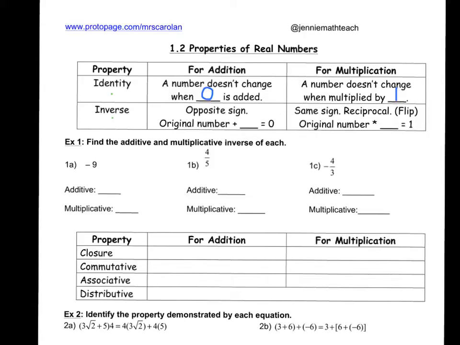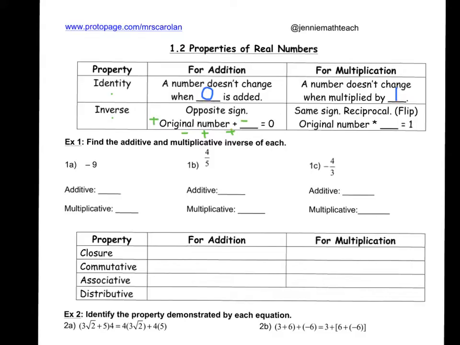Next property is inverse. When I hear the word inverse, I kind of think of the opposite, and that's exactly what inverses are for addition. It is the opposite sign. It's basically what can you add to your original number so that it equals 0. Well, if you start with a positive number, you will add the opposite, so the same number with a negative sign. Or if you start with a negative number, you will add a positive number.